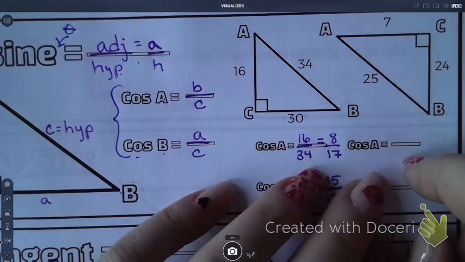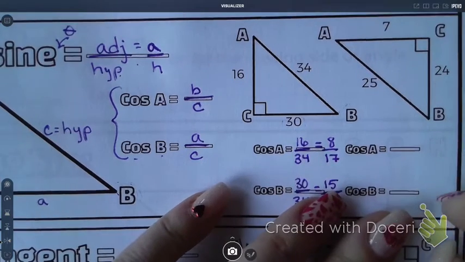Please put your phone down. You don't need a calculator. Next time I'll have to take it.